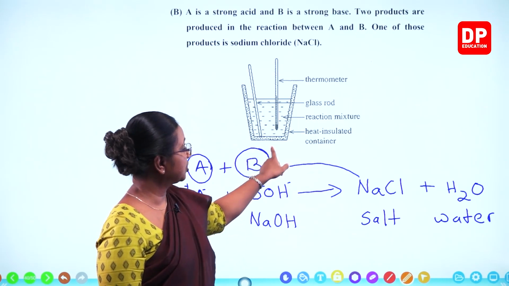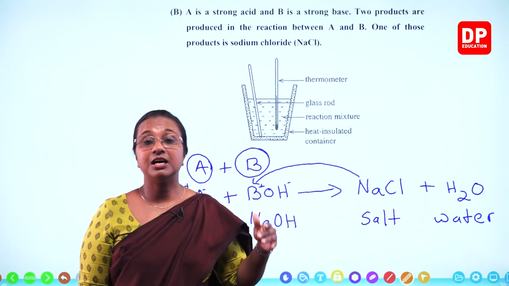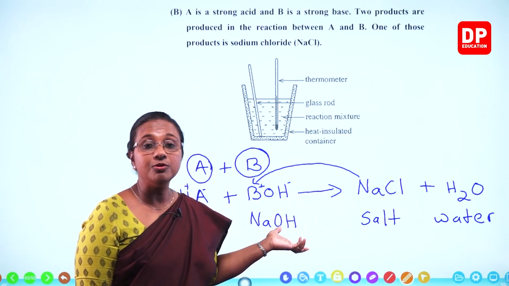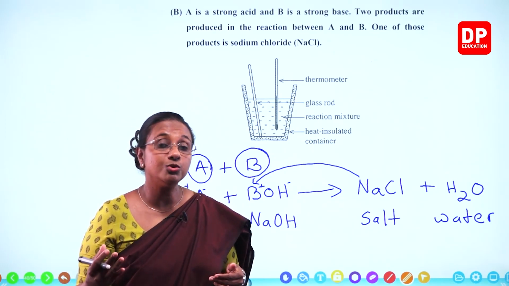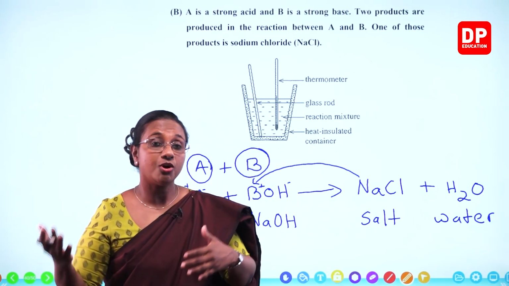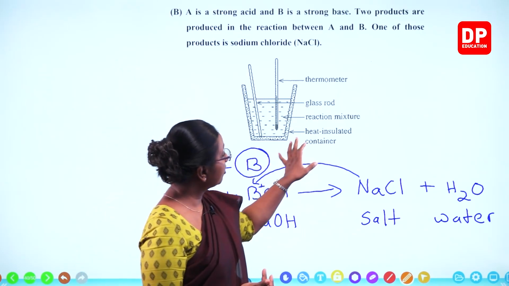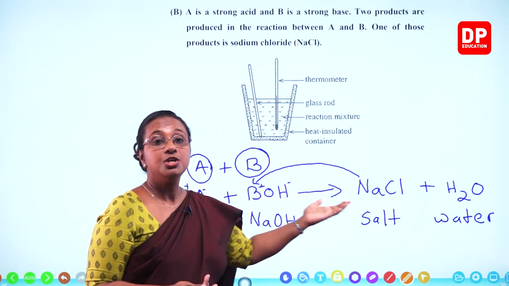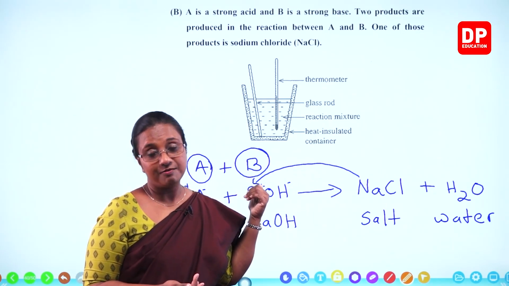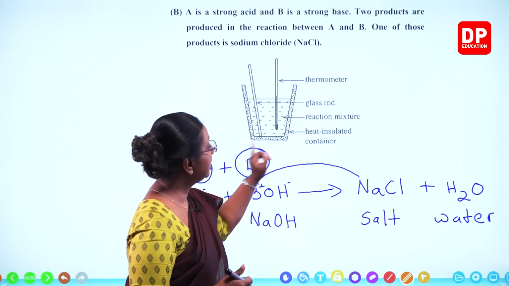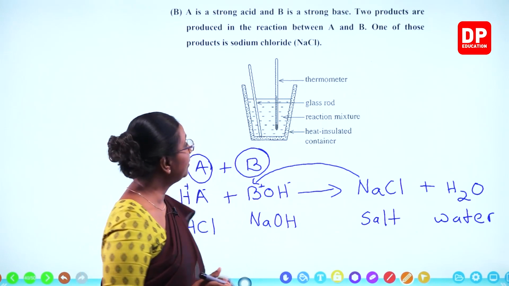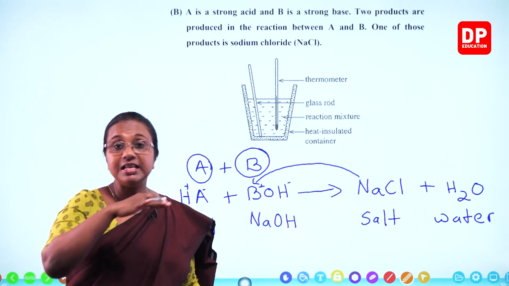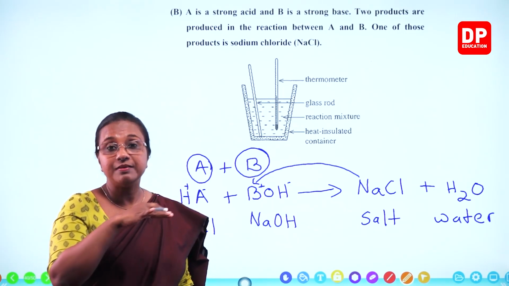Then you have the reaction mixture and the heat insulated container to prevent the loss of heat to the environment. Because here this activity is usually used to calculate the heat released or heat absorbed. So there you cannot lose any heat energy to the environment. At the same time, the reaction mixture should not absorb heat energy from the environment. So to prevent that, we use a heat insulated container. Now in addition to these, students, you all can remember we can also use a cover as well, a lid. That will also help to prevent heat loss.